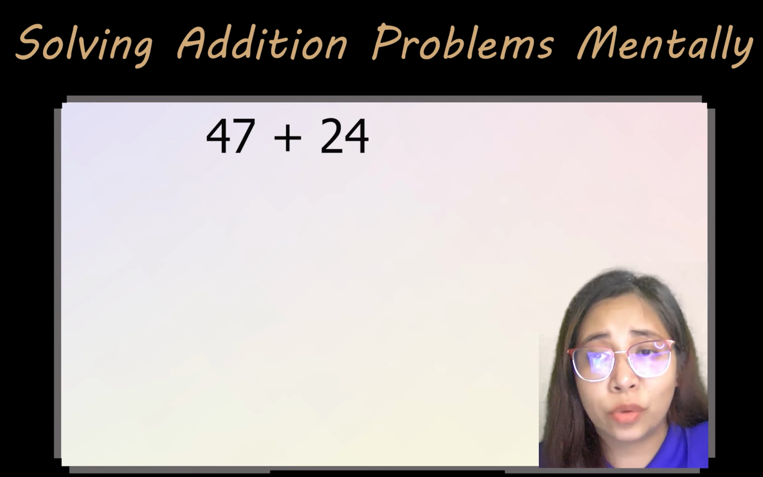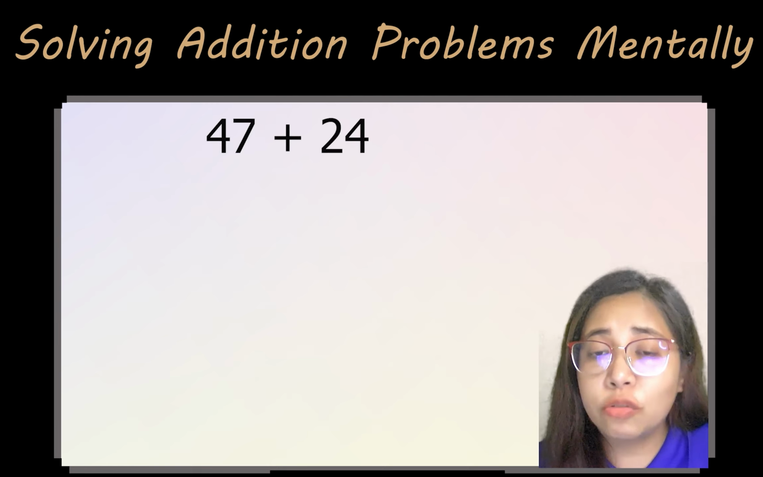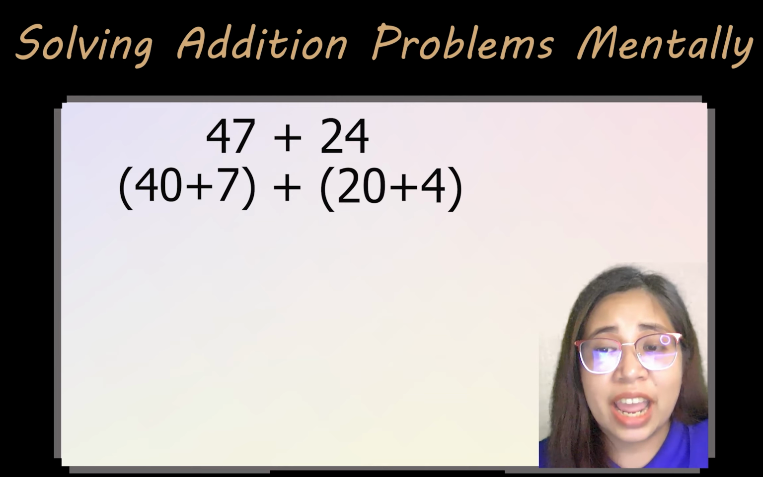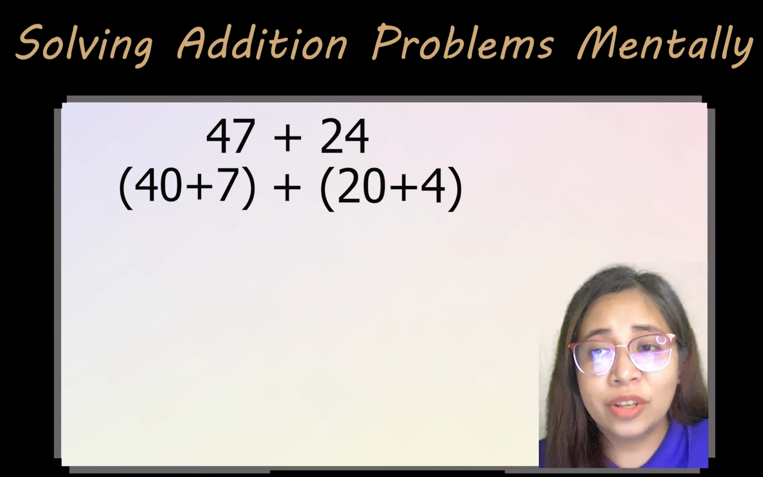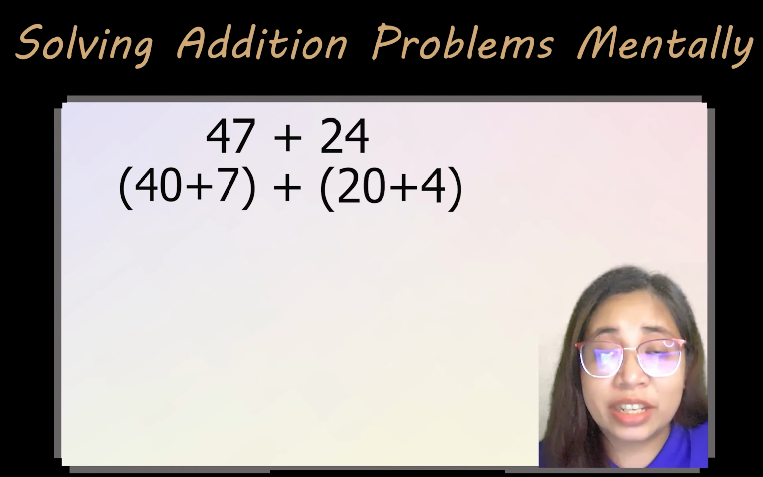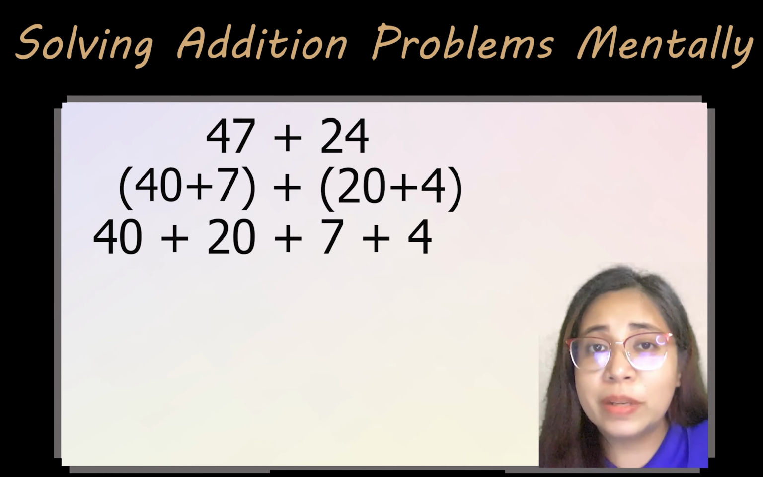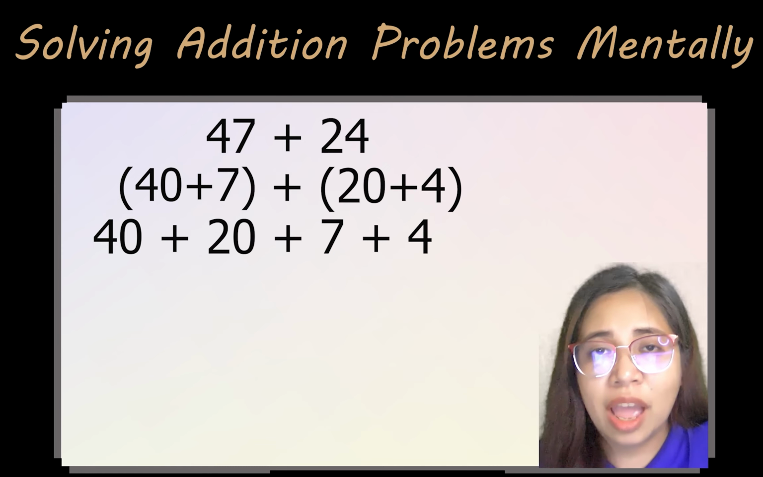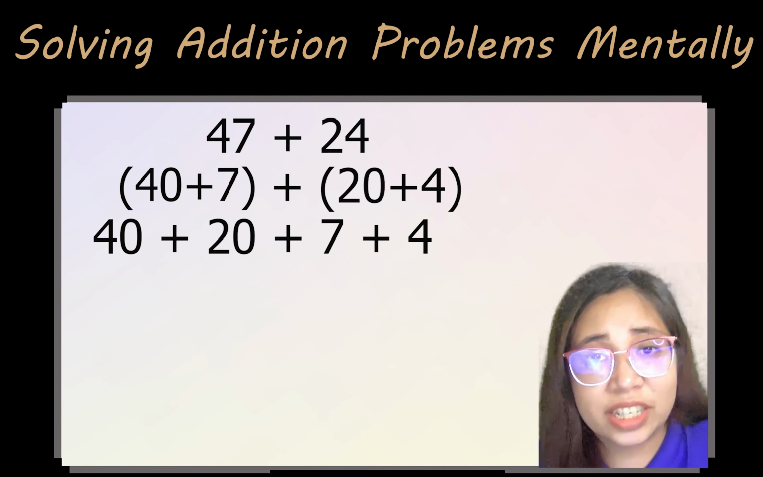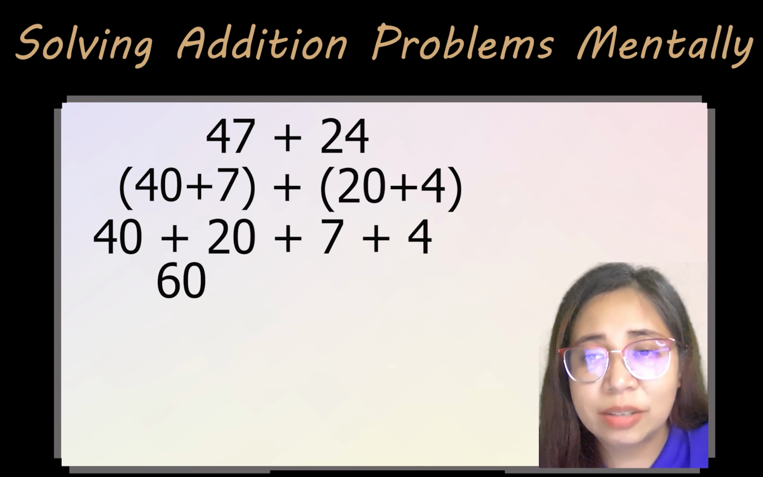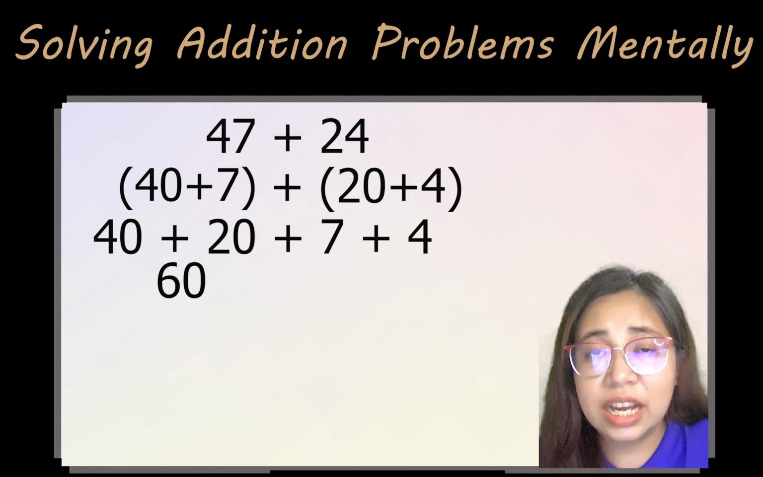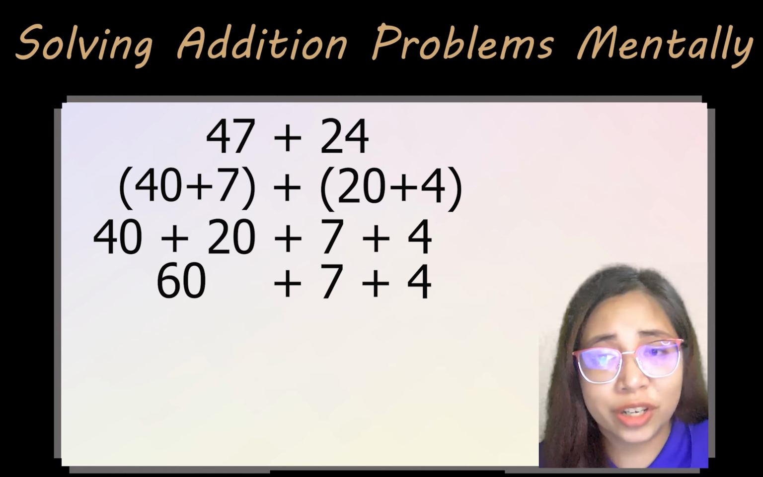Okay, next problem ulit tayo. 47 plus 24. So pag hinati natin yung 47 at yung 24, magiging 40 plus 7 and 20 plus 4. So unahin ulit natin yung mga divisible sa 10. Bali 40 plus 20 plus 7 plus 4. Bali 40 plus 20 is equal to 60. So magiging 60 plus 7 plus 4.